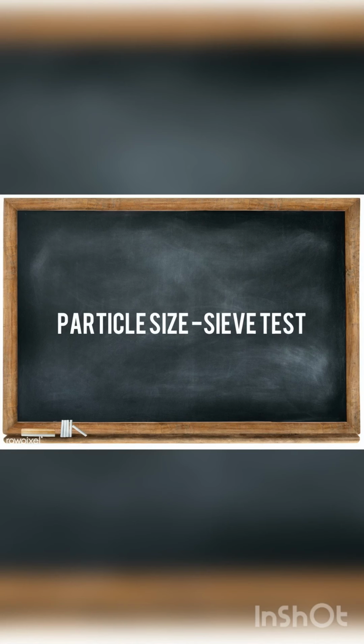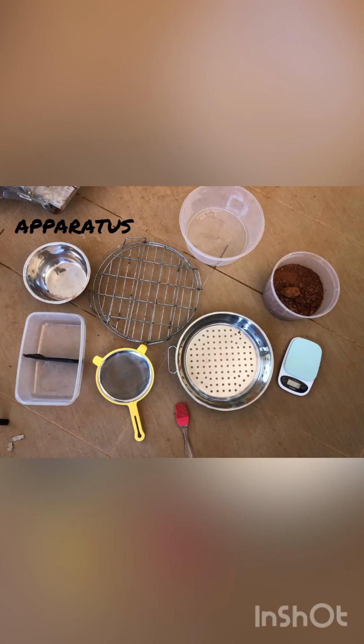Next, we move to the particle size test, which is the sieve test. The objective of this test is to determine the percentage of different grain sizes contained within a soil. The apparatus used in this experiment is a balance, a set of sieves, which is a baking pan and tea strainer, a cleaning brush, a sieve pan, the soil sample, and then a divider Tupperware.